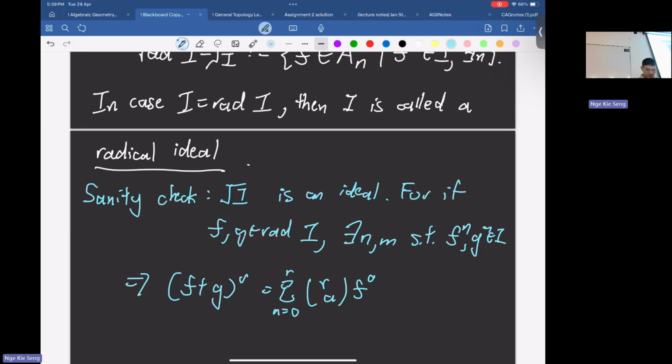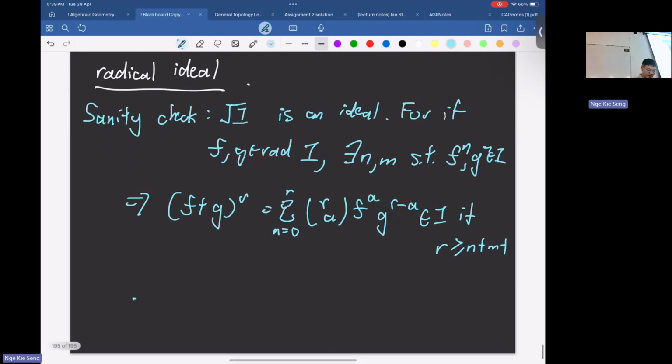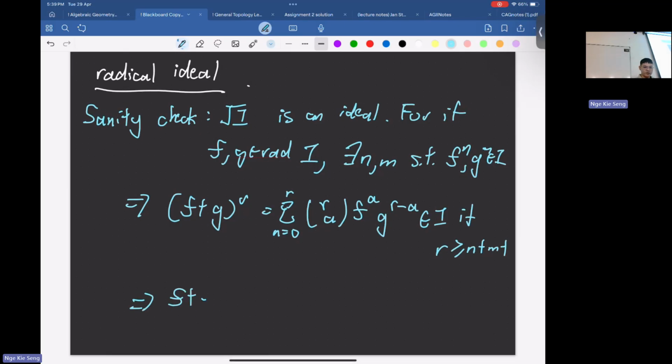Sorry. Okay, so let me write down the binomial expansion formula first. Actually, you just need r greater than or equal to n plus m minus 1. You can try and expand this term here. Use n plus m minus 1. Try and expand this formula here. And then this will guarantee that every term will have either fn or gm inside there, at least.